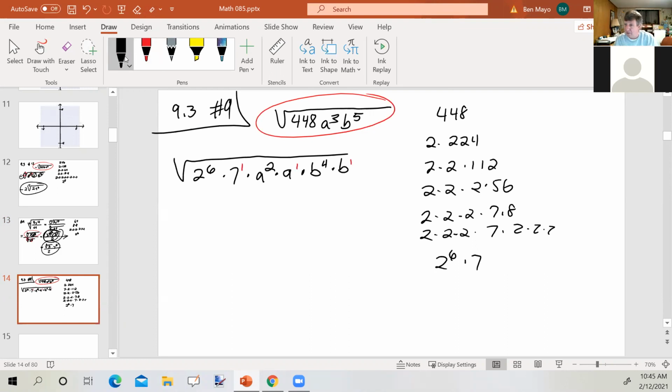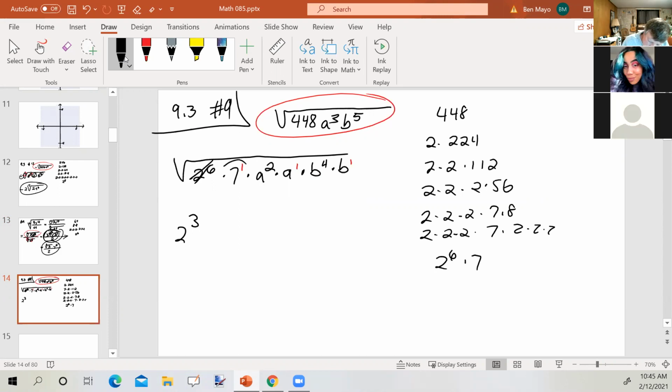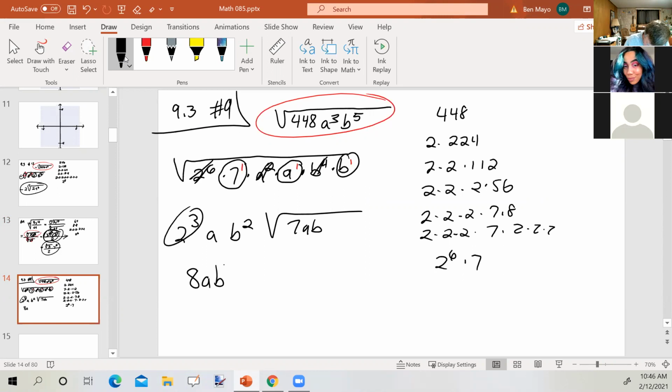Now we're going to go through and take the square root of each piece. The square root of 2 to the 6th would be 2 to the 3rd. Is everybody okay where we got the 2 to the 3rd? All right, this stays inside. A squared, square root would be a. This stays inside. B to the 4th square root would be b squared, and this stays inside. So then I've got what? The square root of 7ab. I'm going to take that and multiply it out. So my final answer is going to be 8ab squared times the square root of 7ab.